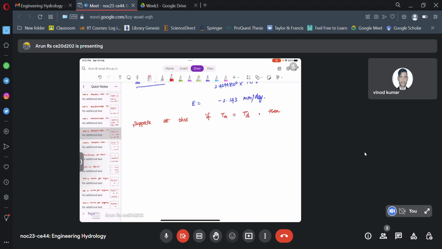No. If the temperature is equal to dew point temperature, then what happens is your saturation vapor pressure. If you calculate the saturation vapor pressure, your vapor pressure will be equal to your saturation vapor pressure. So both will be equal, which means your relative humidity is equal to 100%. So if the relative humidity is 100%, then there is a chance that condensation might happen. Yeah, condensation.